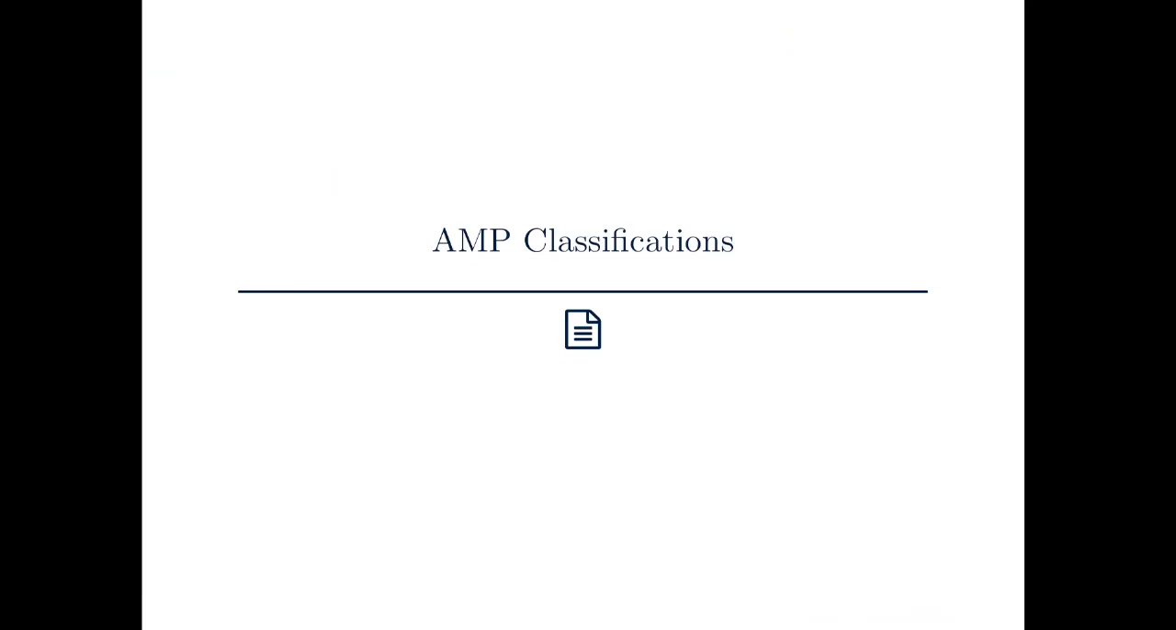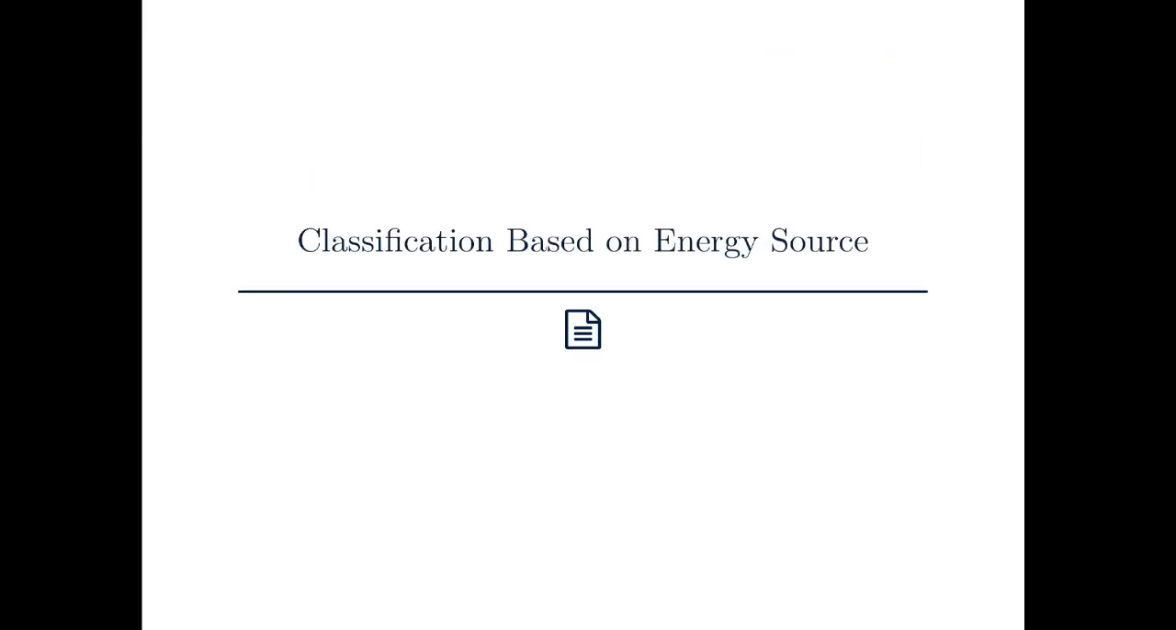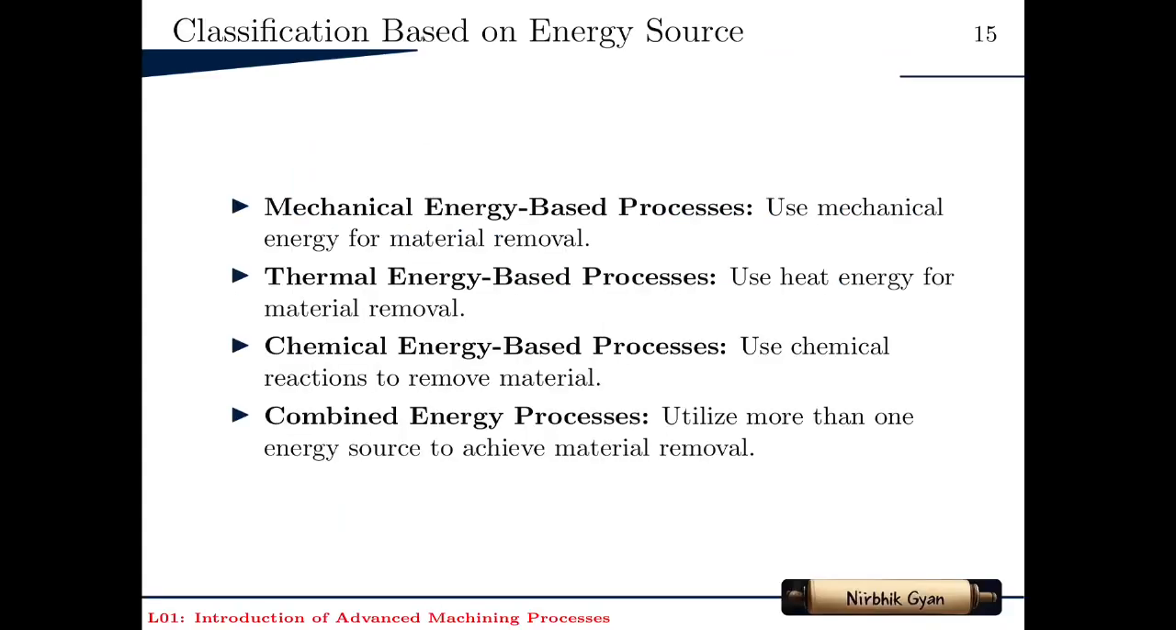Coming to the advanced machining process classifications, I will discuss them based on energy source, material removal mechanism, material types, process environment, and scale of operations. First, I will discuss the advanced machining process classification based on energy source.